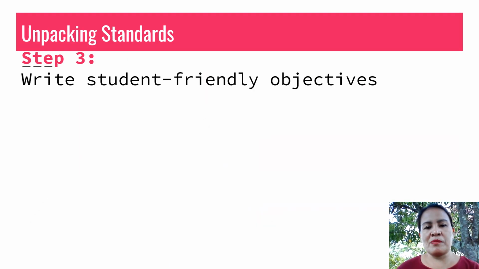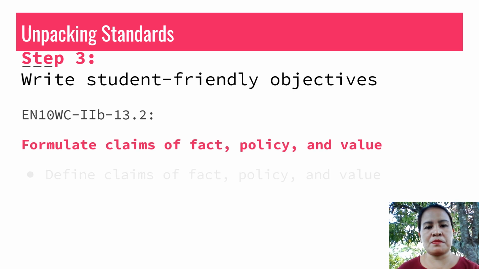The last step in unpacking is writing student-friendly objectives. So after you have identified the content and the skill, and after you also identified how difficult the competency is, the last one is to unpack it in a friendly way. So it's writing student-friendly objectives. For our example, in formulating claims of fact, policy, and value, we can have these student-friendly objectives.